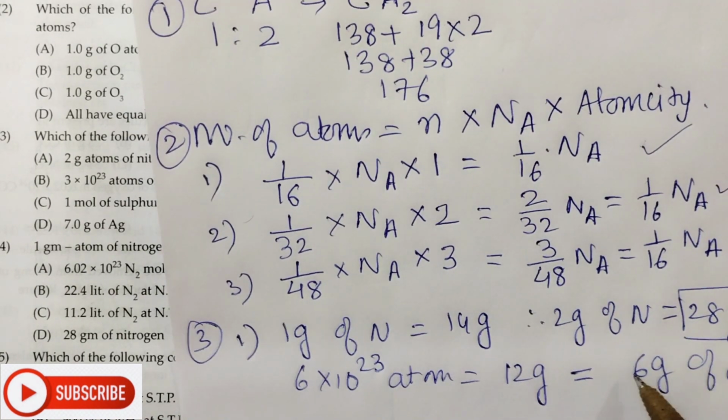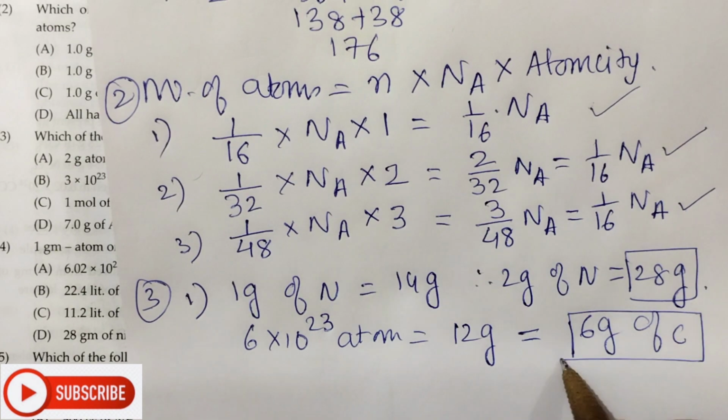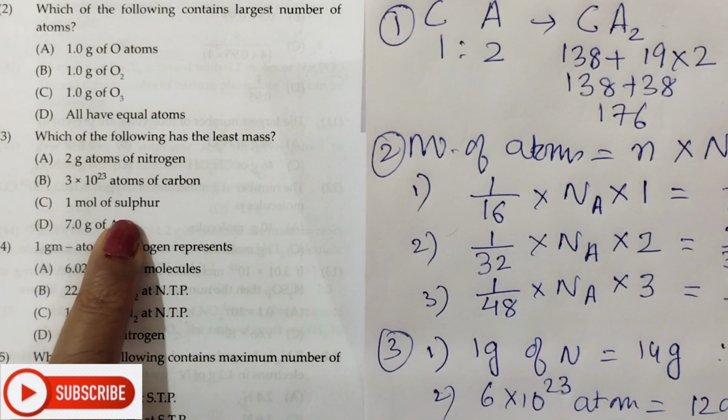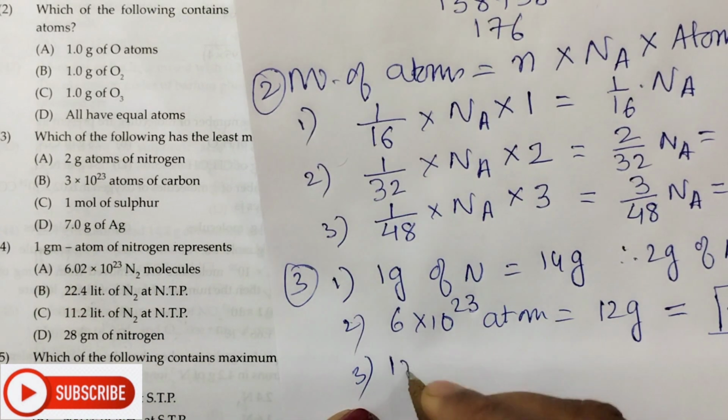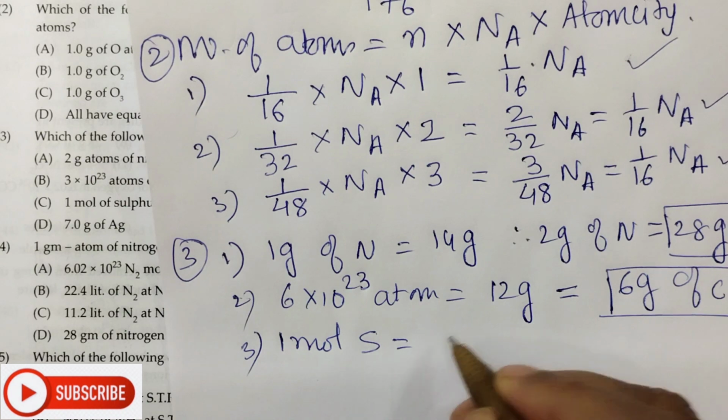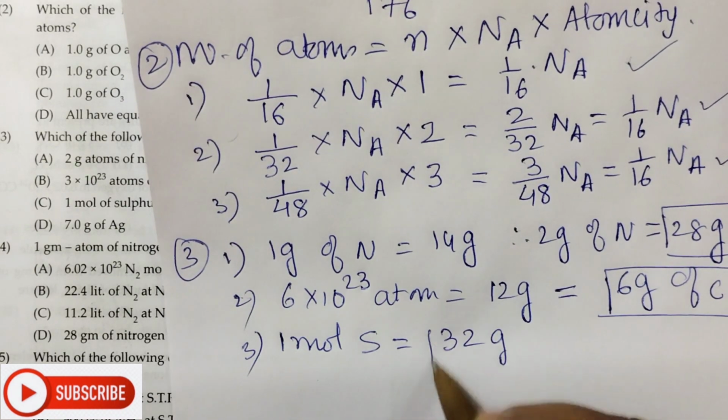First is 28 gram, second is 6 gram of carbon. See the third option. Third option they have given 1 mole of sulfur. Students, 1 mole of sulfur will be equal to the molar mass or atomic mass of sulfur. So that will be 32 gram.